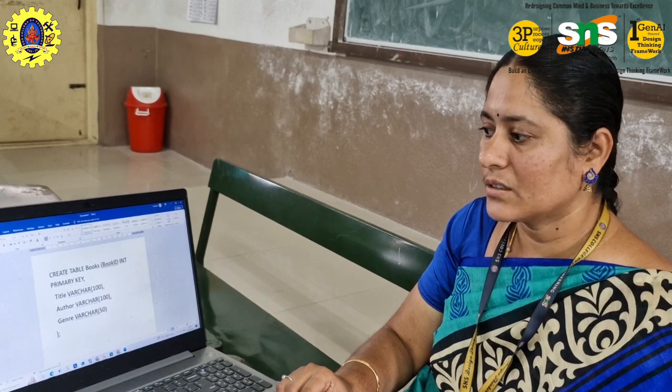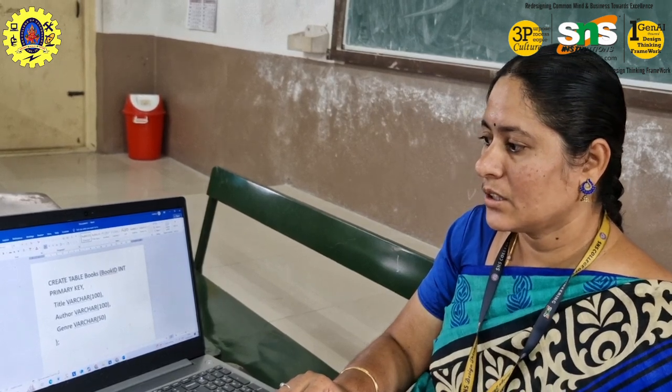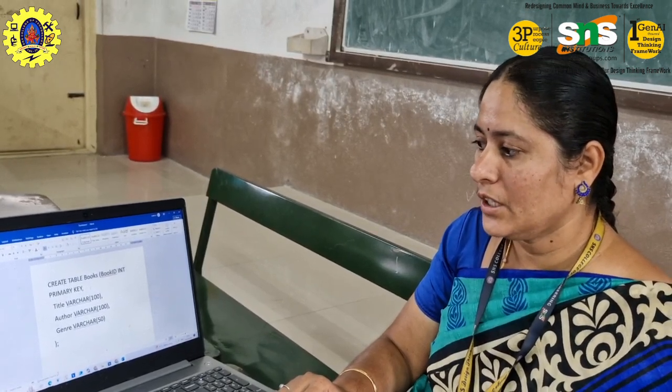Then the next one is author. Author varchar of 100. The author name is also stored as a string. Then genre varchar of 50. This one is also stored as text. And what is the unique identifier? The unique identifier for each book is book ID in the books table.